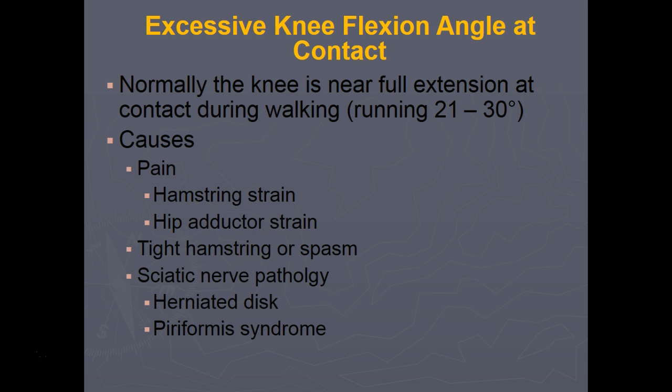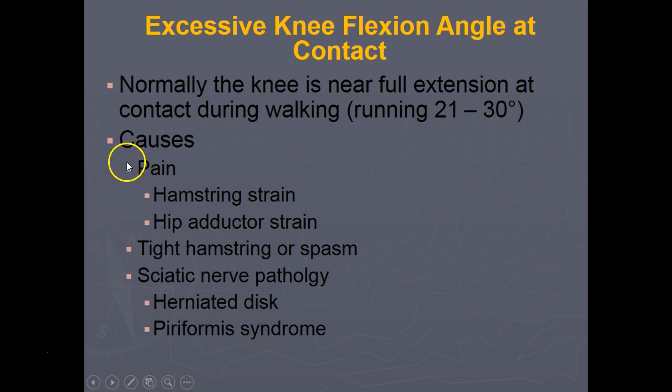Excessive knee flexion angle at contact. Normally during initial contact, the knee is near full extension at contact during walking. During running, there's a little bit of flexion that occurs, but for the most part, it's in full extension, right? And we need that to happen. The ankle joint needs to be locked, the knee joint needs to be locked, and this becomes important because it allows for the gravitational forces to be transferred up the kinetic chain.